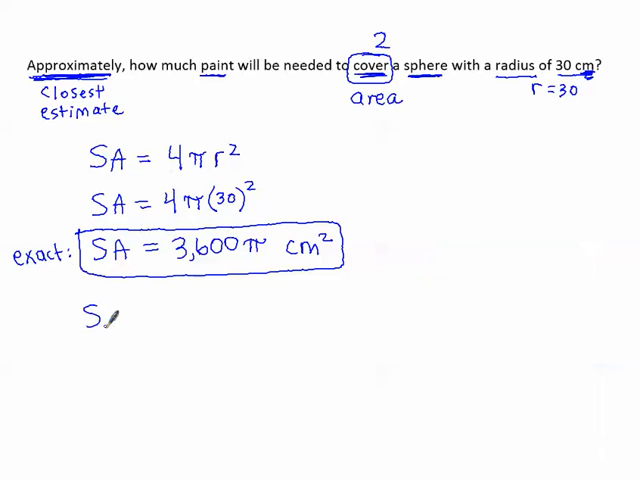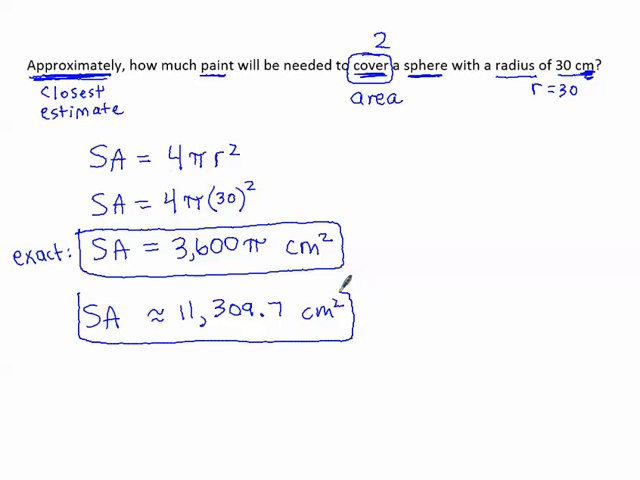So I could say that the surface area is approximately 11,309.7 centimeters squared. Now I'm not writing the pi because I typed it in the calculator. This is a valid answer as well. However, this answer is not exact. This would be the estimate or the approximate. I'm going to abbreviate approx, the approximate answer for the surface area.